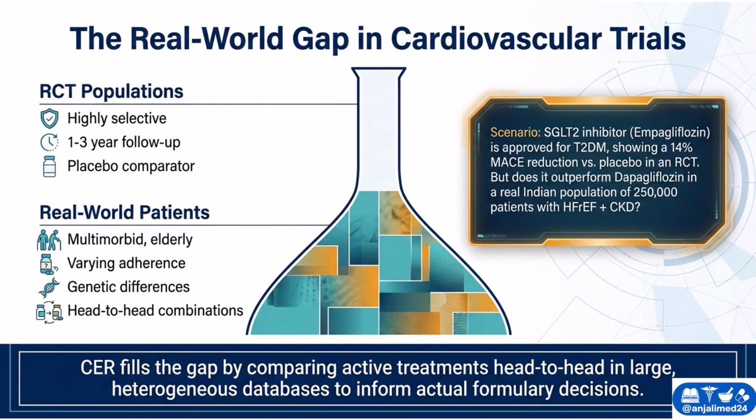For example, an SGLT2 inhibitor may reduce cardiovascular events in a controlled trial, but how does it compare head to head with another drug in hundreds of thousands of Indian patients with heart failure or chronic kidney disease? This is where comparative effectiveness research, or CER, becomes essential. CER bridges the gap between controlled trials and actual clinical practice by comparing active treatments in large heterogeneous populations to guide real world decision making.